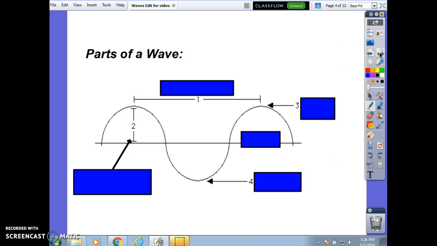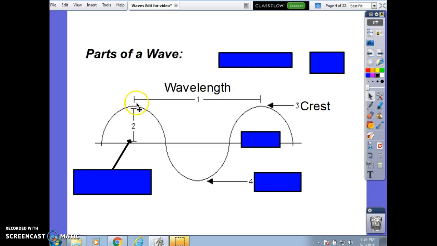How about the parts of a wave? Well, right here we're actually looking at a transverse wave, which we're going to talk about in a minute, but you need to know some important parts. The distance between these two spots right here, or these two crests, is what we call the wavelength, which makes sense because we're going from the start of one wave to the very start of another wave. So that's our wavelength.